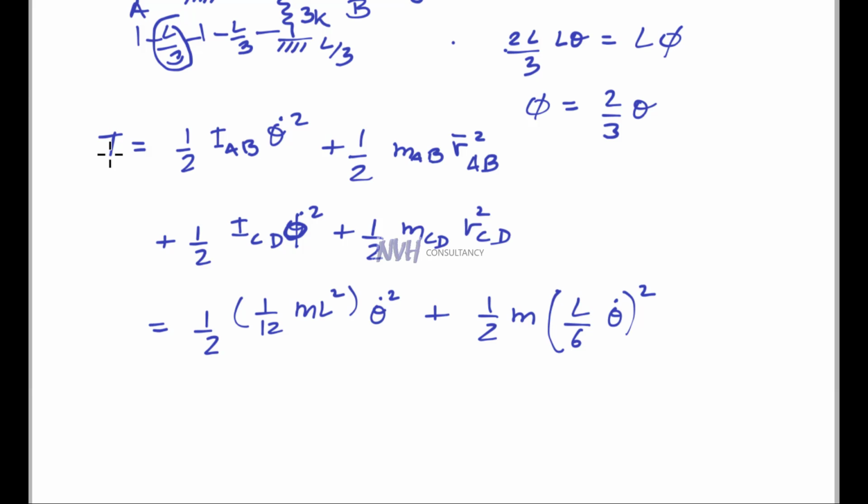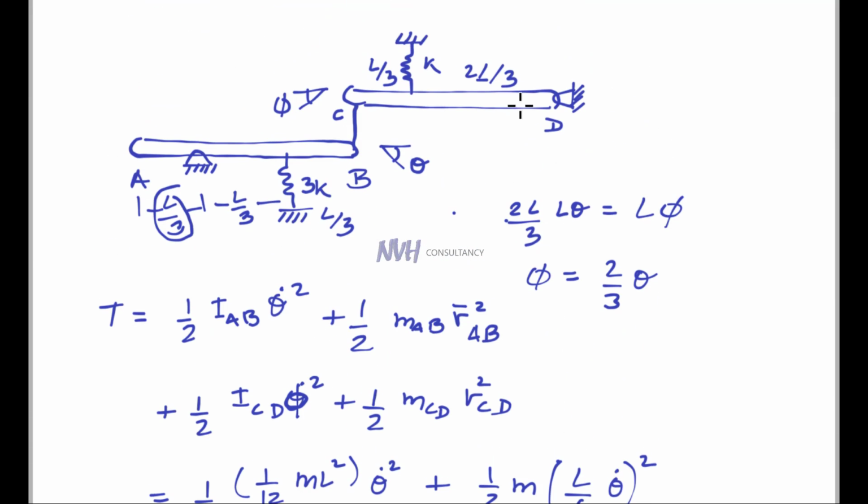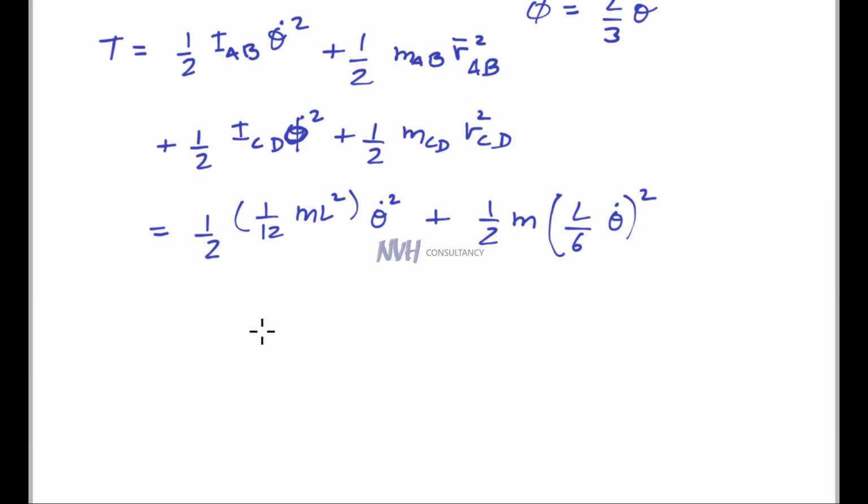Similarly for CD, it will be very similar to this. It will be from the hinge. So from the hinge, if you see, the distance will be equal to 2L by 3 into 1 by 2. Plus 1 by 2 times 1 by 12 m l square.